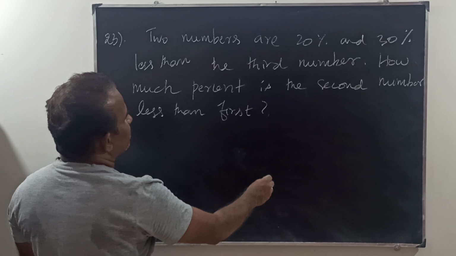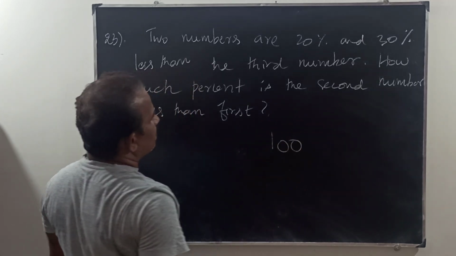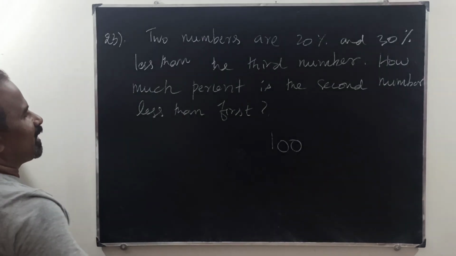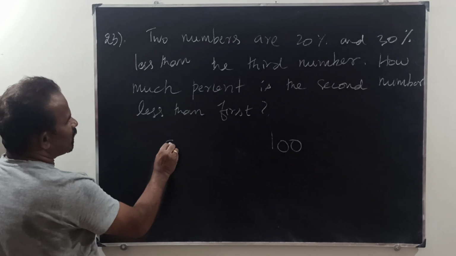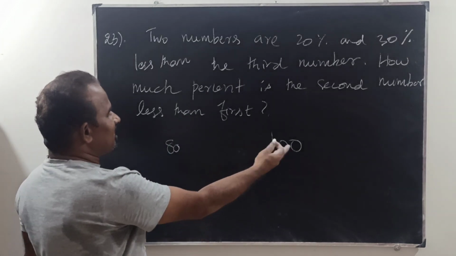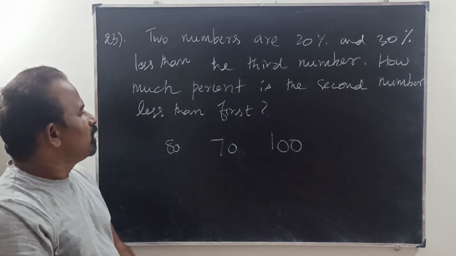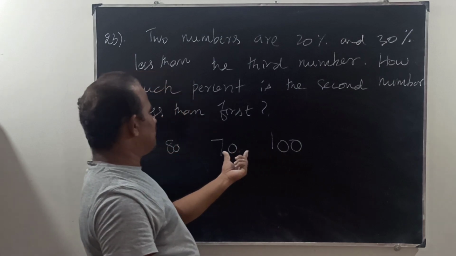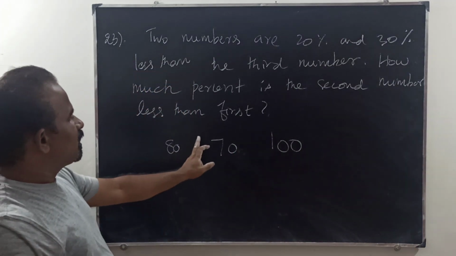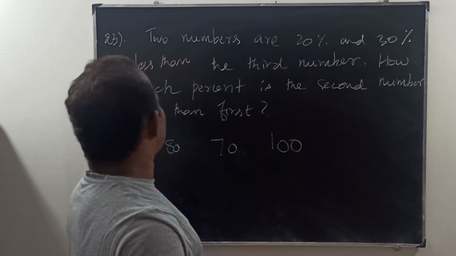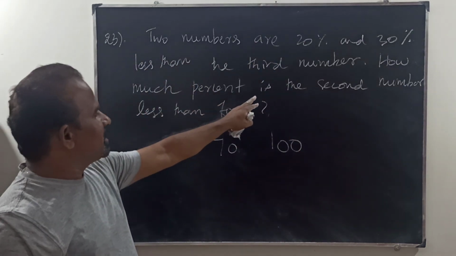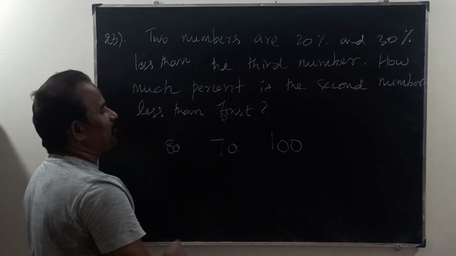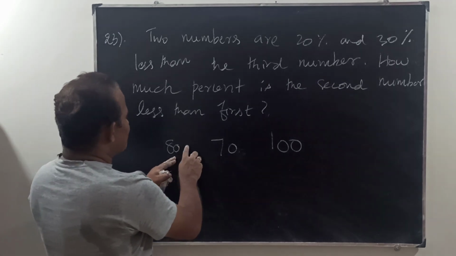So let us take the third number as 100. Two numbers are 20% and 30% less than the third number. 20% less means 80, 30% less means 70. This is the first number, this is the second number, this is the third number. The question is, how much percentage is the second number less than the first number?